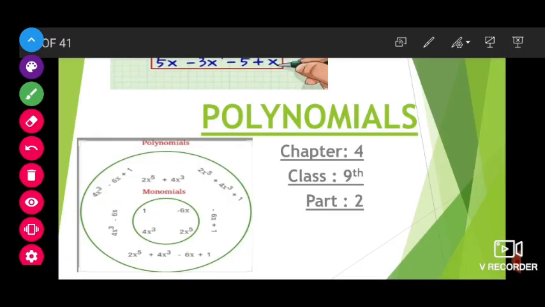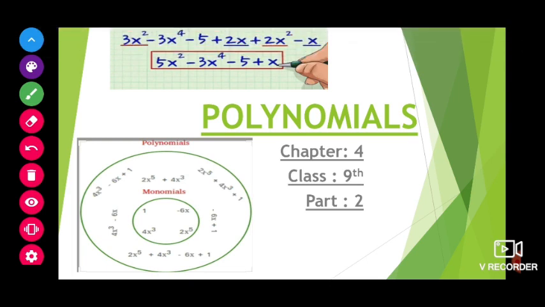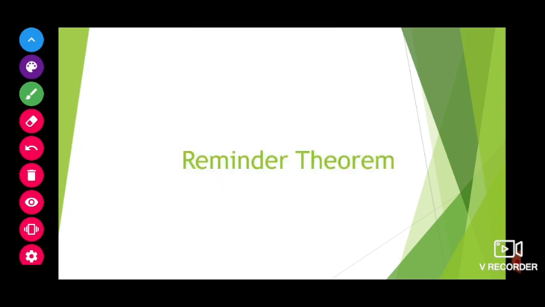Today we are going to see chapter number 4, Polynomials, part 2. In part 1 we had seen already what is meant by a polynomial, a polynomial with a single variable, how to find the degrees, and the different types of polynomials, children. Now today we are going to see what the remainder theorem is.